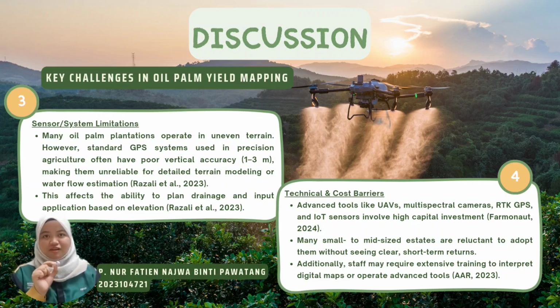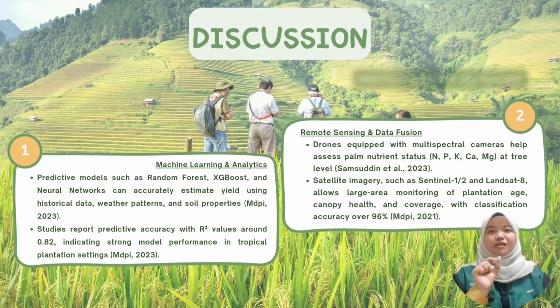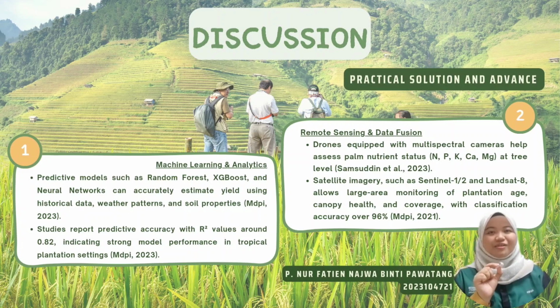On top of that, cost and technical barriers hinder adoption. Many estates hesitate to invest in drone, AI tools, and sensor-equipped harvesters without clear return on investment. However, solutions are emerging. Machine learning models like Random Forest and XGBoost have shown high accuracy in predicting yield based on soil and climate data.